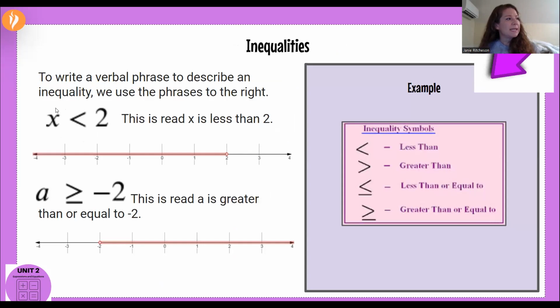All right, so we would read this: the value of x is less than 2. So what does that look like on a number line? Well, if we go to the 2 on a number line, x is not equal to 2, but it's equal to any number to the left of 2 on the number line. Make sense? The next one says a is greater than or equal to -2. So that means a can be -2 on the number line, or any number to the right of -2 on the number line.